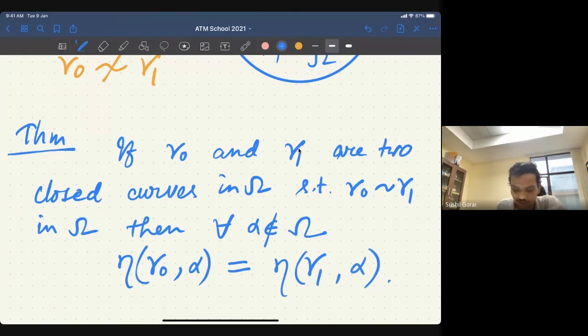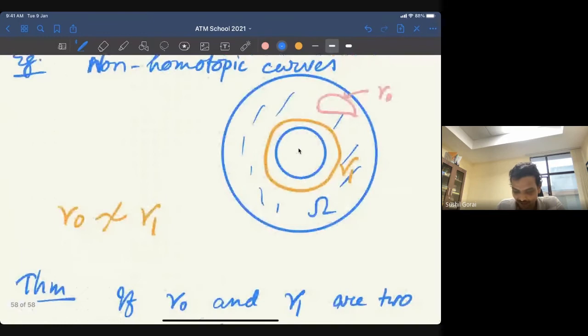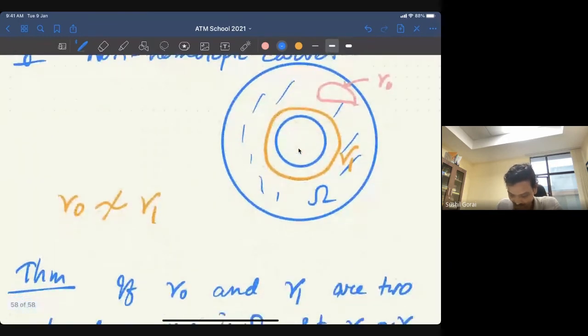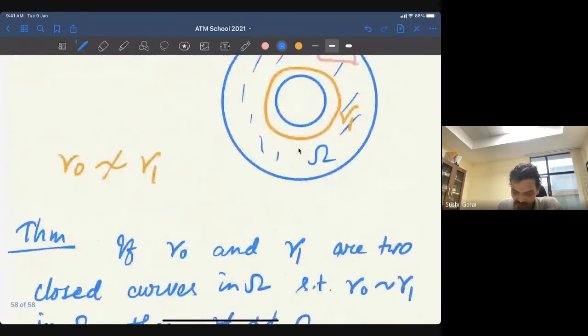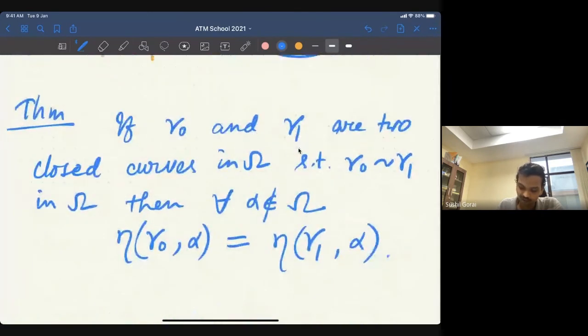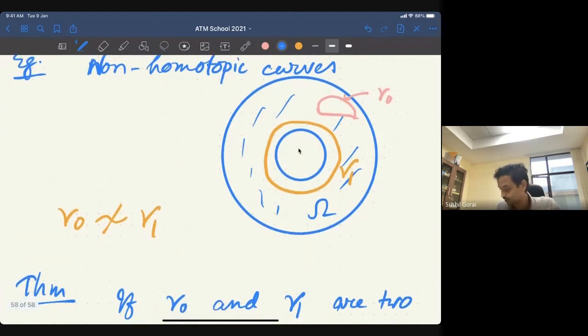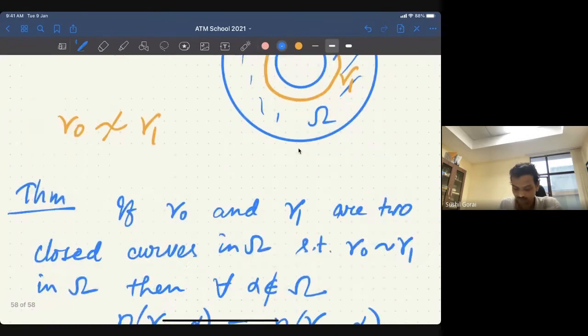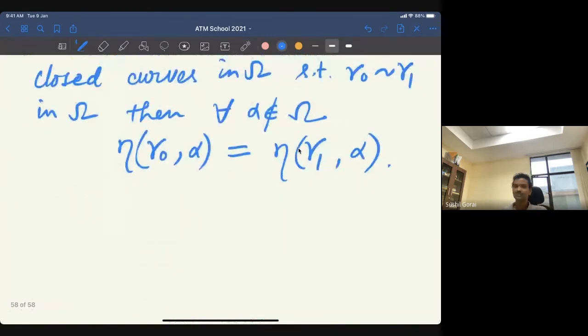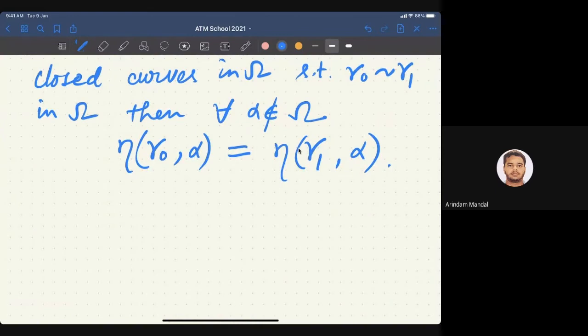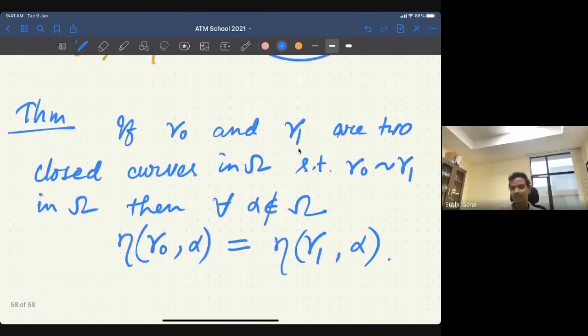Now this actually proves your concern, right? If they are homotopic, they should have the same winding number, but one doesn't. One has winding number 1, the other does not. Right? So it's here. The converse need not be true here. I'm not saying the converse.